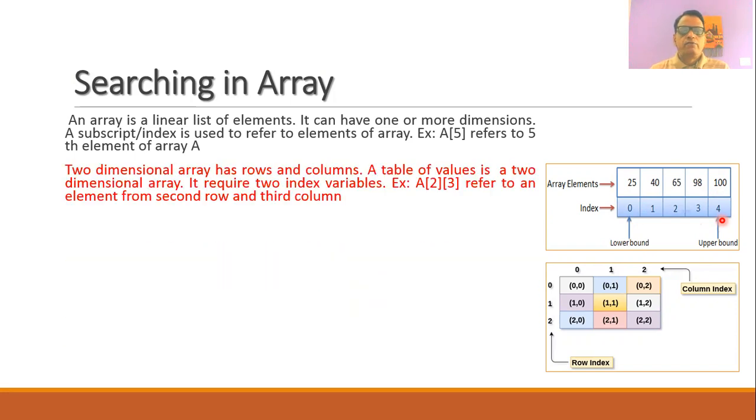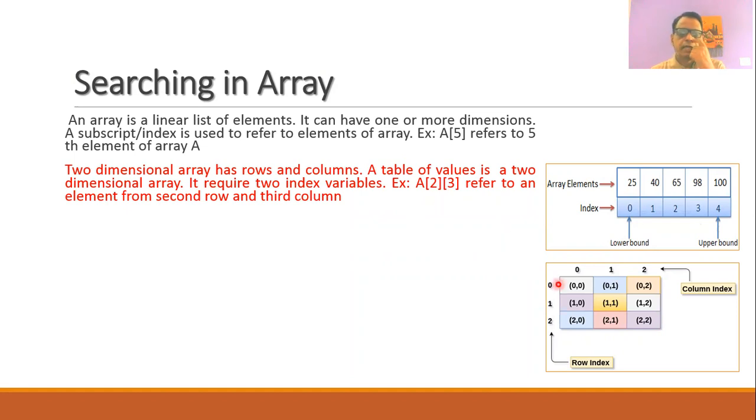When the array is of two dimensions, then we will require two index variables. The first index variable will refer to the row number and the second index variable will refer to the column number. Say, for example, when we write the element as A23, it will refer to the element from the second row and third column.